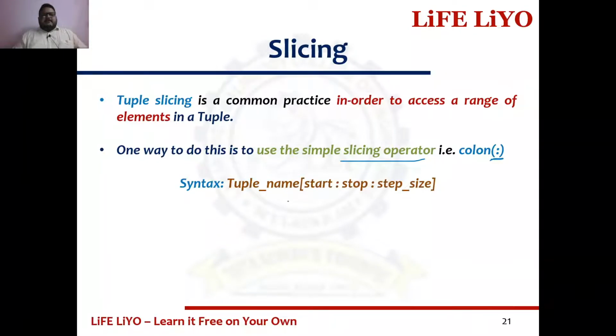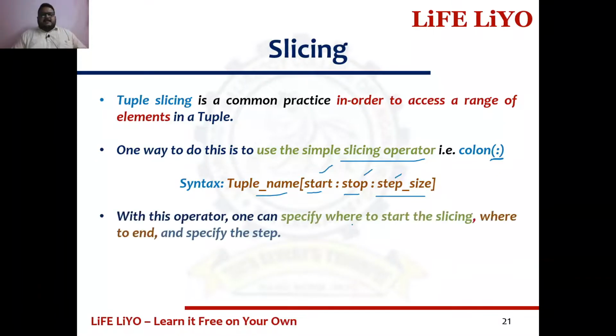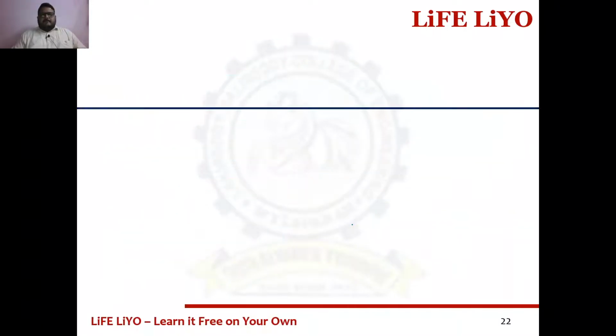Syntax: the tuple name, where to start, where to stop, and what is the step size. By default we are going to look into each and everything, that is start, stop, and step size. Now start defines the starting index of the slicing, that is where you want to start your slicing. If you have 100 elements, you can start from the 15th element also. We can start from the 90th element also.